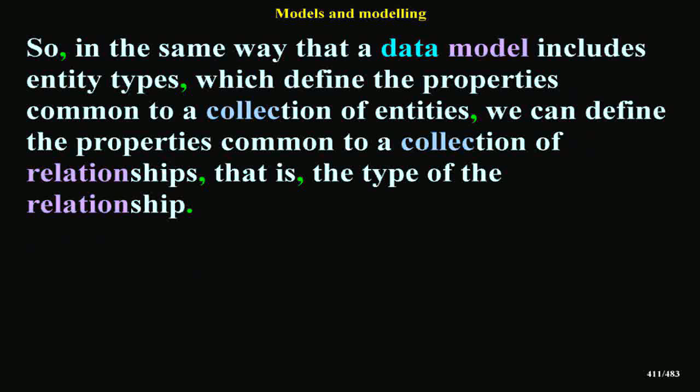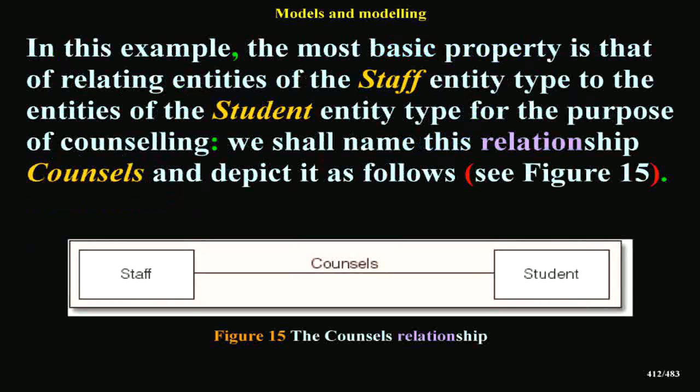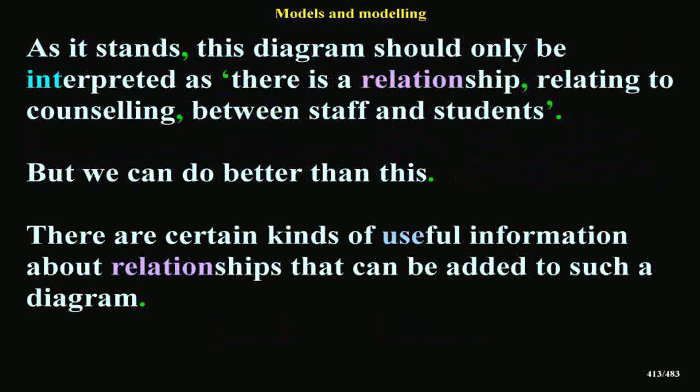So, in the same way that a data model includes entity types, which define the properties common to a collection of entities, we can define the properties common to a collection of relationships, that is, the type of the relationship. In this example, the most basic property is that of relating entities of the staff entity type to entities of the student entity type for the purpose of counseling. We shall name this relationship counsels and depict it as follows. See Figure 15: counsels relationship as it stands. This diagram should only be interpreted as there is a relationship relating to counseling between staff and students. But we can do better than this.